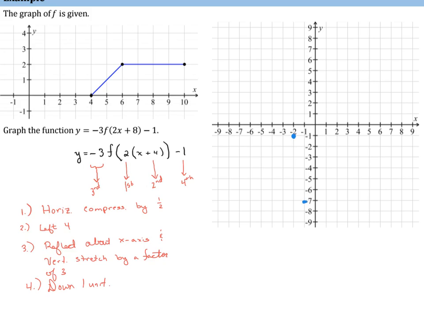And then let's move (10, 2). So (10, 2) compressed horizontally by a factor of 2 will now be at (5, 2). Left 4 units will be at (1, 2). Reflected about the x-axis, (1, -2). Stretch it vertically by a factor of 3, so instead of -2, it will be at -6. And then we move down 1 unit. So we'll be at (1, -7). And then we can connect.